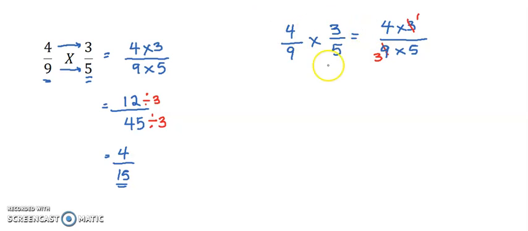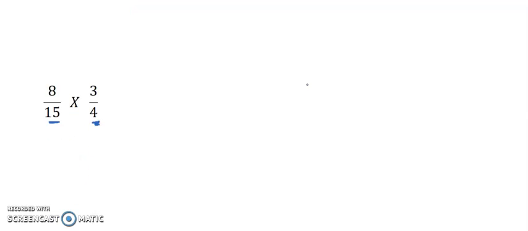Okay? So now we can multiply. So now we're going to get 4 1s are 4, and 3 5s are 15. So we get back the same answer of 4/15. Now, any way that you do it is fine. I know for me personally, I find this method over here easier, to cancel before I multiply, but it's up to you. All right, so let's look at another example.